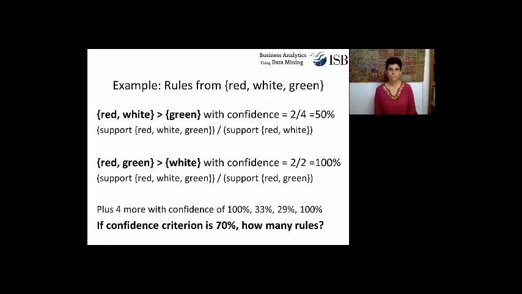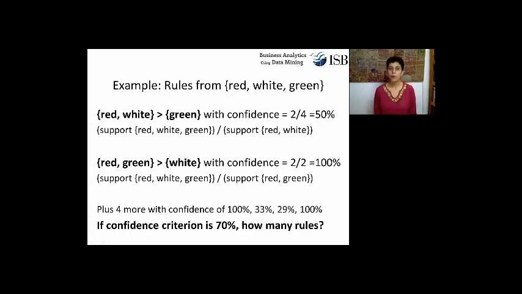Let's look at this example where I'm looking only at 3 colors, red, white, and green, and ask myself, what is going to be the confidence of red, if red and white, then green? And if you do the calculations, you'll find that this gives us a confidence of 50%, because the support for red, white, and green is 2, and the support for red and white is 4. Similarly, I can compute the confidence for if red and green, then white, and find that it has a confidence of 100%.